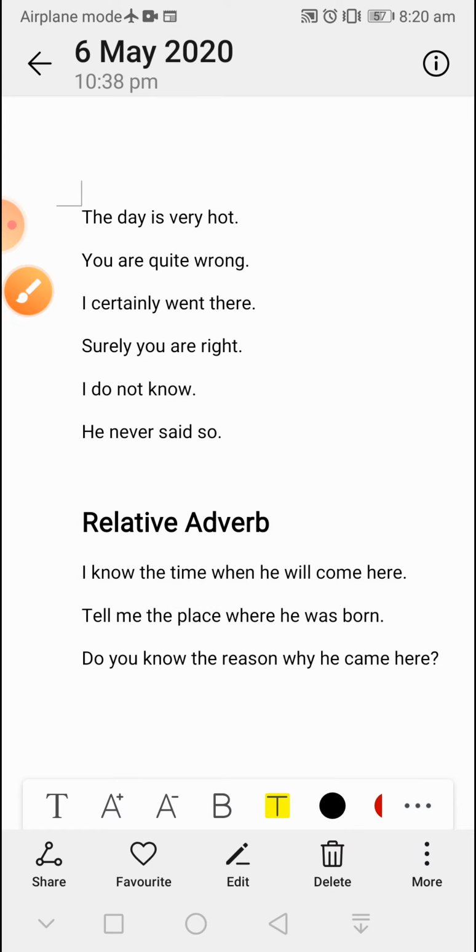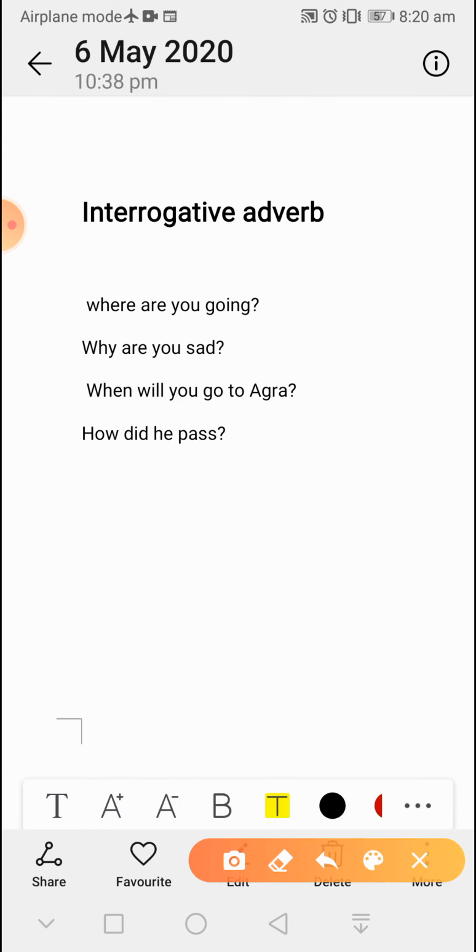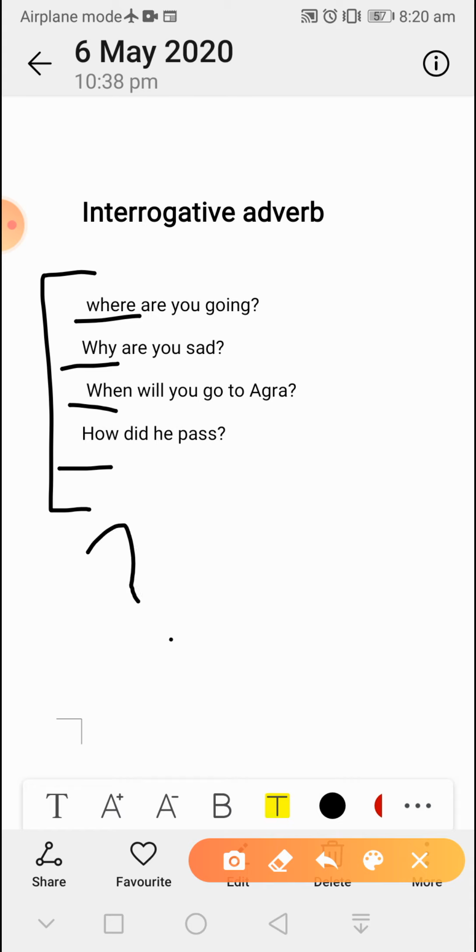Come to the next now. Interrogative adverb. Where are you going? Why are you sad? When will you go to Agra? How did he pass? All these WH words are interrogative adverbs. Interrogative adverbs are used for forming questions.